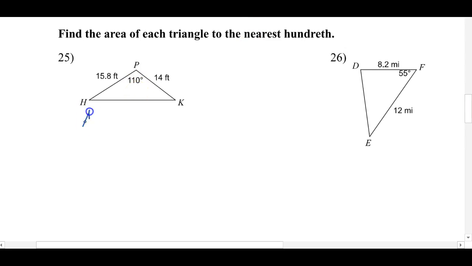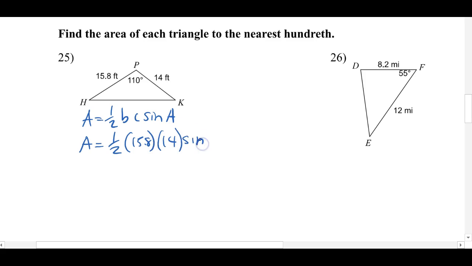So let's set this up. So area is equal to 1/2 b times c times sine of a. And now we're going to plug in our values. So the first value for b would be 15.8. And then times 14 times sine of 110 degrees.